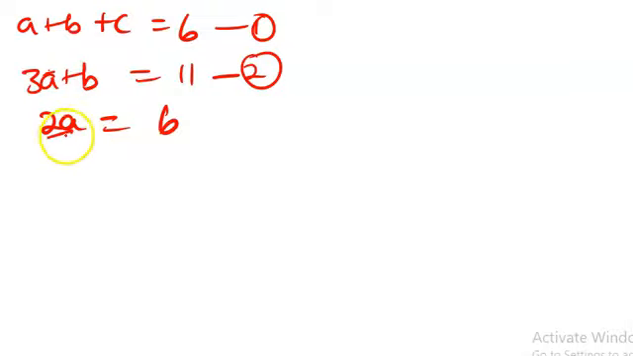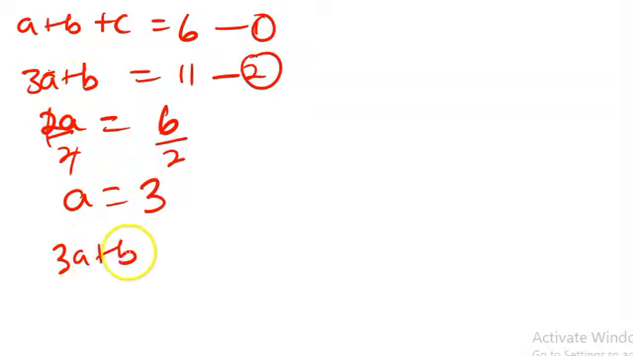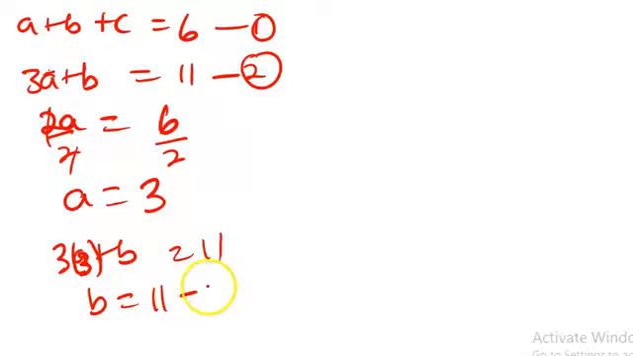So divide both sides by 2. So a becomes 3. You can put it here and find b. 3a plus b, which is 3 plus b, is equal to 11. So b is 11 minus 9. So b is 2.